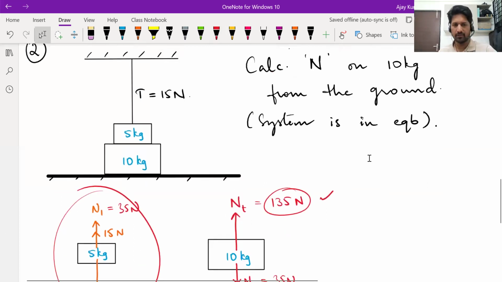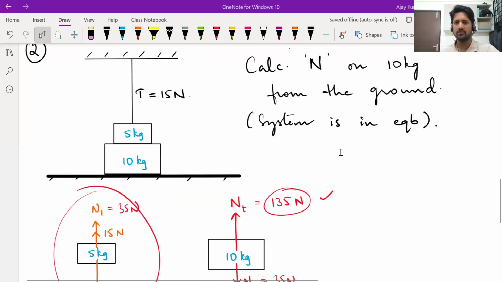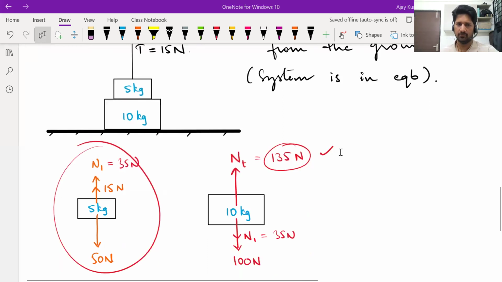Simple. It's a simple case of equilibrium. Wherever there is contact between objects, you consider a normal force, and wherever strings are present, you consider tension to be acting. And tension is given to you as 15. Based on that, you can tell that the normal force is 135 Newton.